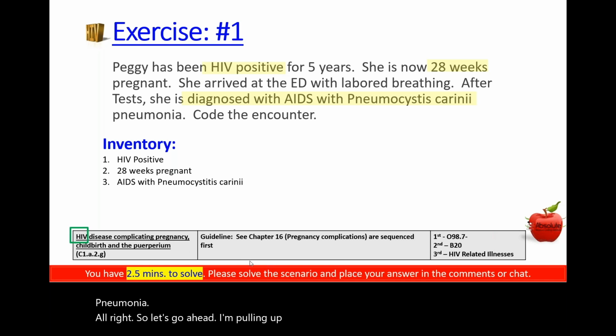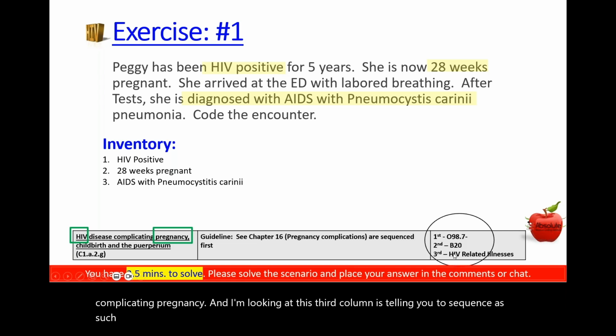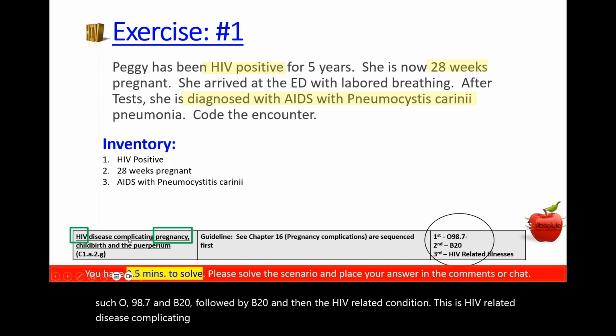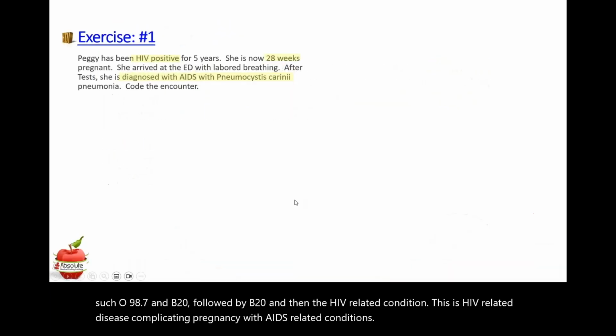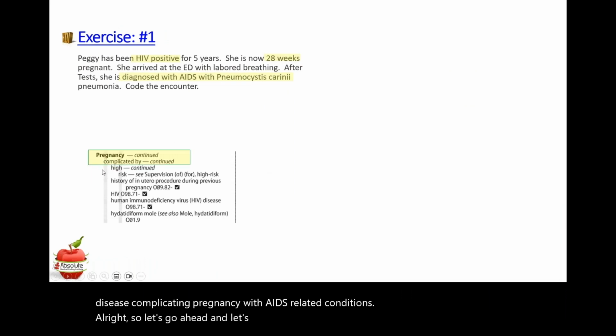All right, so let's go ahead. I'm pulling up an abbreviated guideline for HIV in pregnancy, complicating pregnancy, and I'm looking at this third column. It's telling you to sequence as such: O98.7, and B20, followed by B20 and then the HIV-related condition. This is HIV-related disease complicating pregnancy with AIDS-related conditions. Let's see how we look it up.